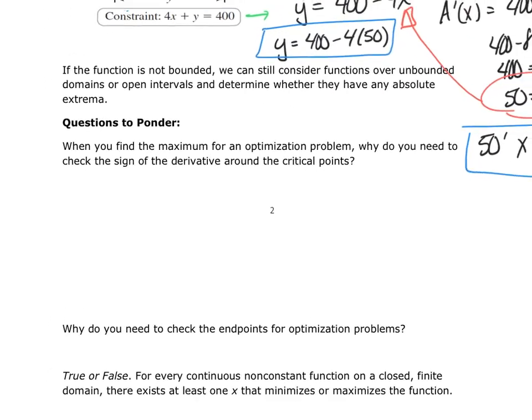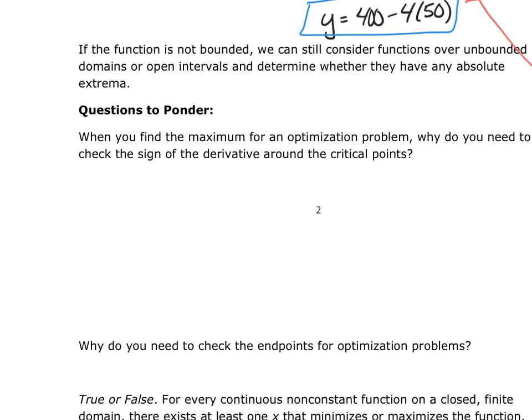Okay. Some things to think about. Why do you have to find the maximums? Well, because that's what you're trying to do. Do you need to check the signs of the derivatives around the critical points? So we found the critical points. Do I need to check to see on either side of that critical point? Do I need to check the sign of it? So say I ended up with 3 critical points. Do I need to check the sign around them to determine anything about them?